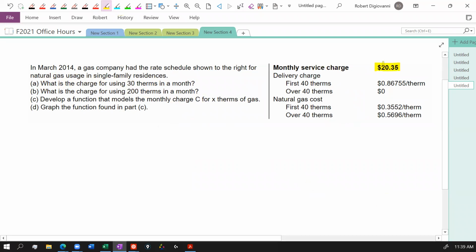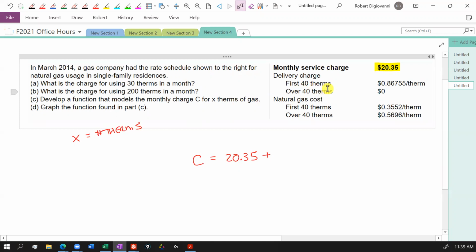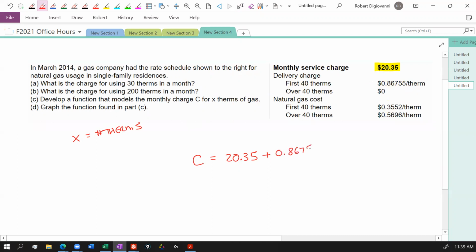Every month we get charged $20.35 no matter what, just to have service. So that's what we call a fixed cost. So the cost will be equal to, no matter what, $20.35, okay? Plus now, let x be equal to the number of therms that we use. So we are going to get charged for the first 40 therms. This is how much we're going to get charged per therm. So I'm going to put here 0.86755 times x. And that's how much we get charged if x is greater than or equal to 0, but less than or equal to 40.